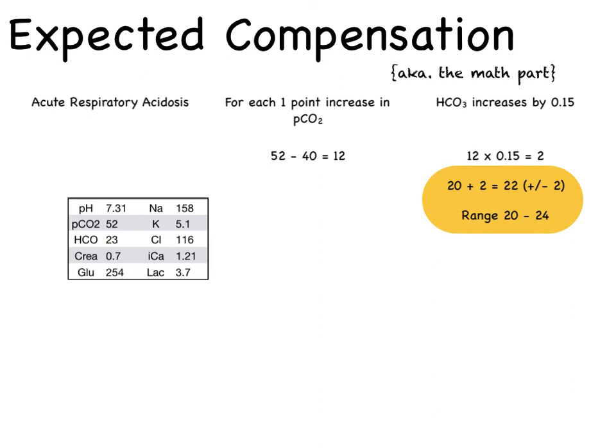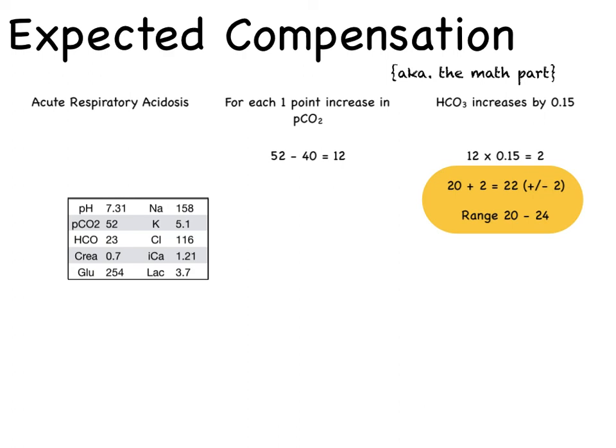This means we would expect the bicarb to be about 22 if the change in the bicarb is just compensation for the respiratory acidosis. But we know that there's actually a range of normal for CO2 and bicarbonate in our patients. Not everybody's normal bicarb is 20, and not everybody's normal CO2 is exactly 40, so we need to use a range. And as a general rule of thumb, we're going to use a range of plus or minus 2 when we talk about metabolic compensation.